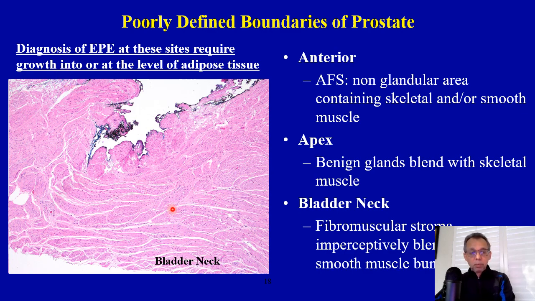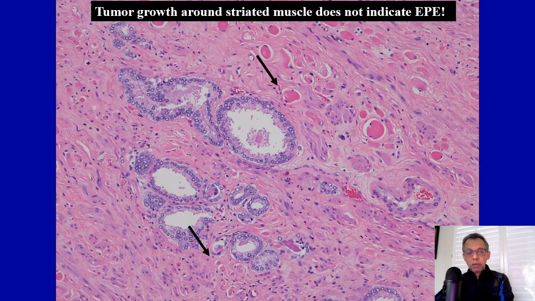Another very important point that this particular slide brings is that the presence of tumor within the skeletal muscle fiber is not equivalent to extraprostatic extension, which is nicely shown here in this particular apex section where you see tumor within the skeletal muscle fibers. So don't over-interpret this type of tumor as evidence of extraprostatic extension because you see tumor within the muscle fibers.